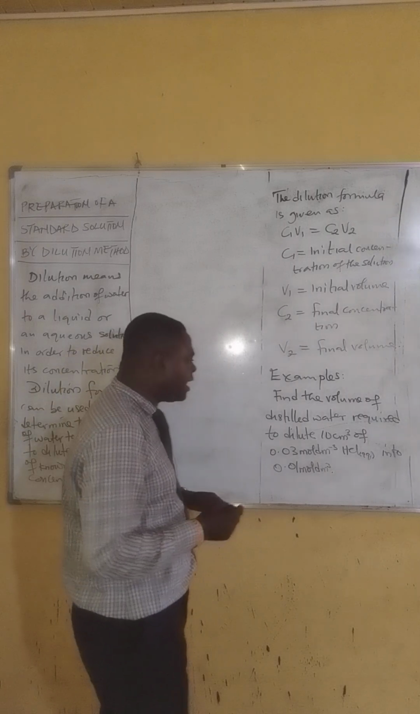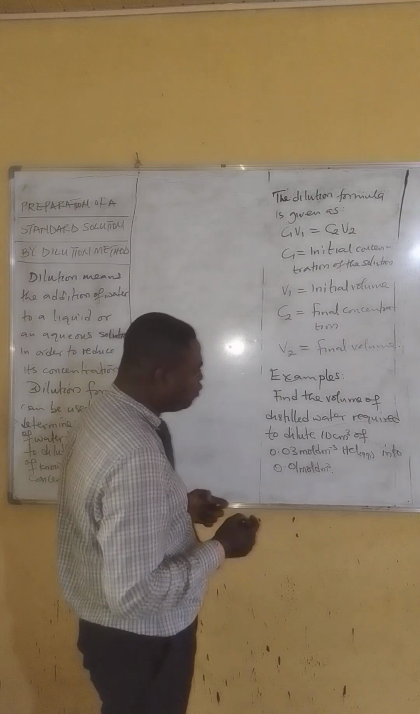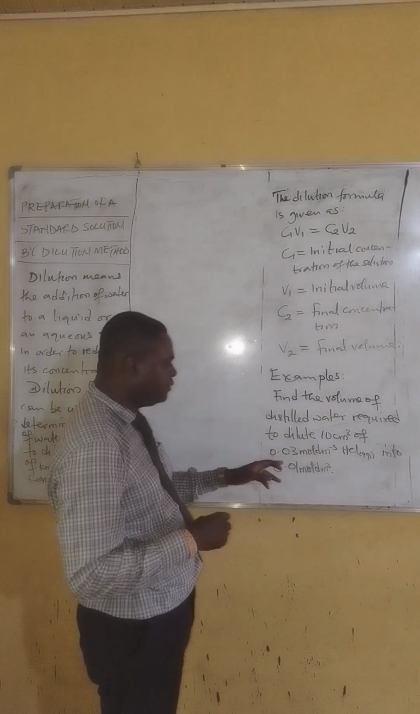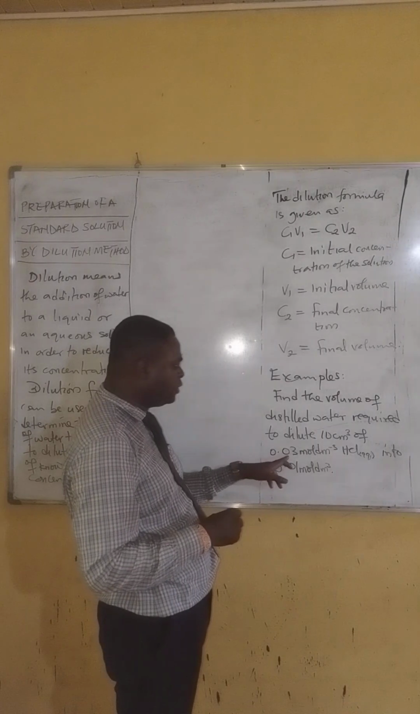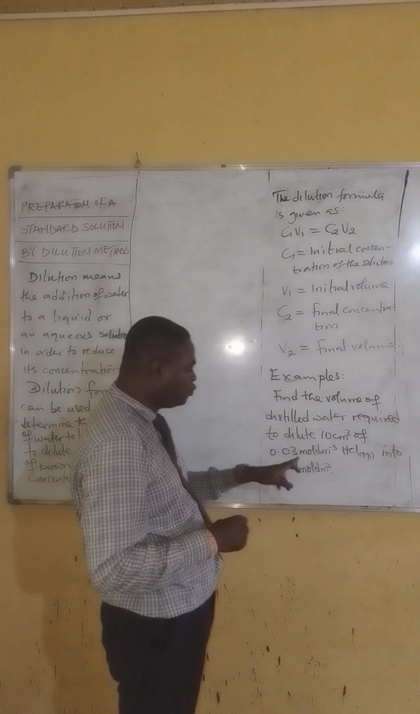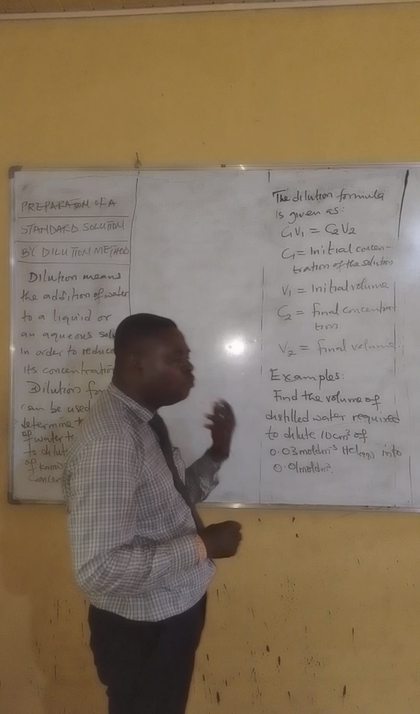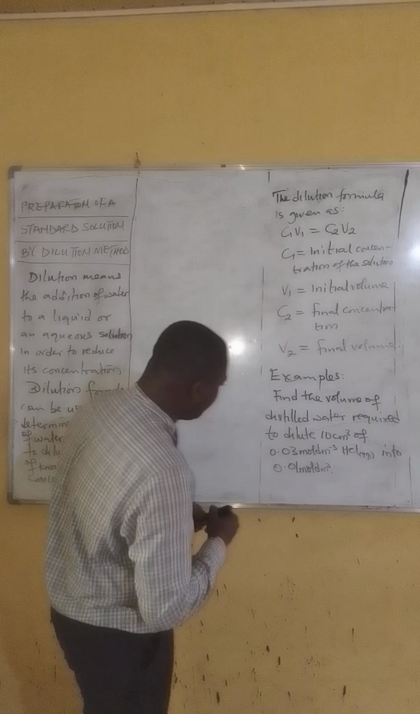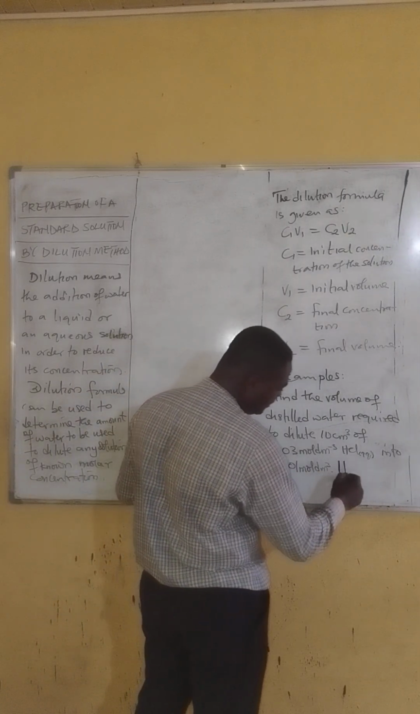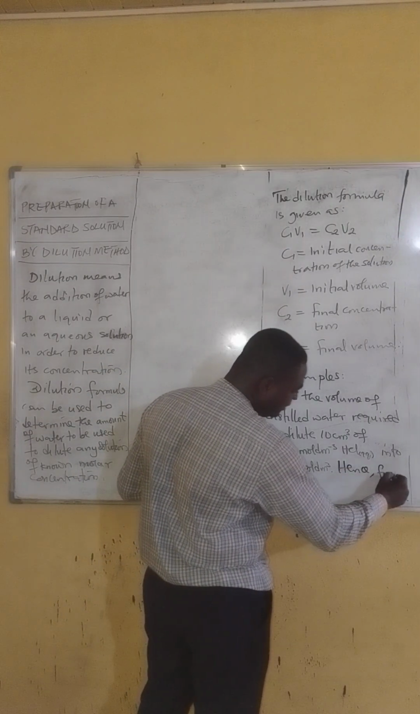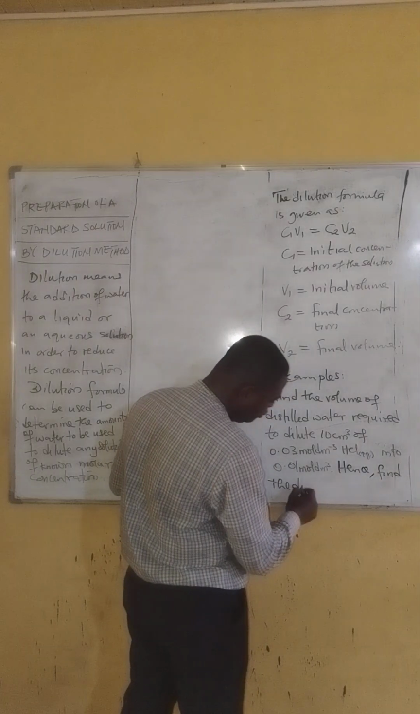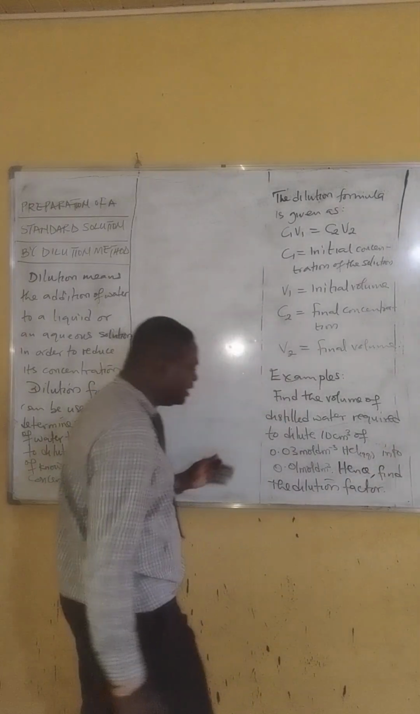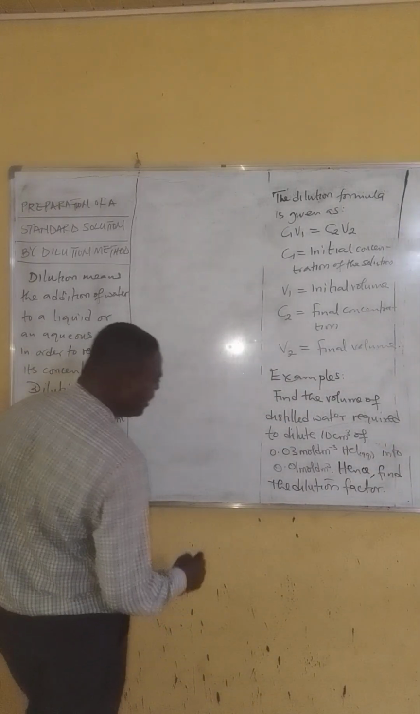So you are asked to find the volume of distilled water required to dilute 10 cm³ of this, so that the concentration is no longer 0.03, the concentration is now 0.01 mole per dm³. What is the volume of water we are going to add to it? Then it can be asked also, hence, find the dilution factor.